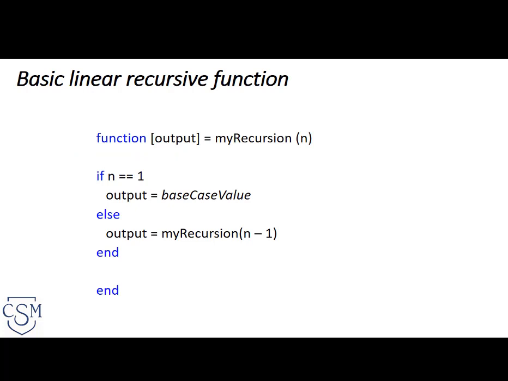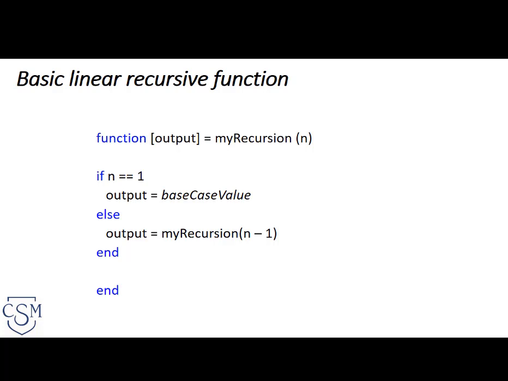So here's the basic structure of a recursive function in MATLAB. Of course, it has the same function header as any MATLAB function would, and that's the keyword function. We'll have the outputs we want to give. It can give more than one, but in this case, I've got only one output. The function name, and then in the parentheses, we'll have our input. In this case, the input is n.